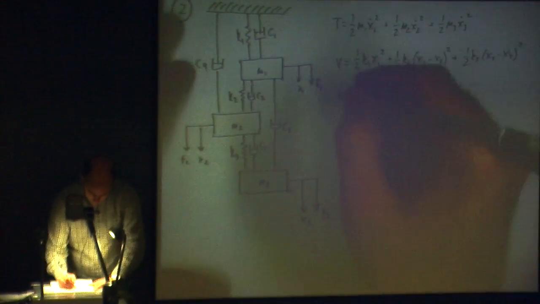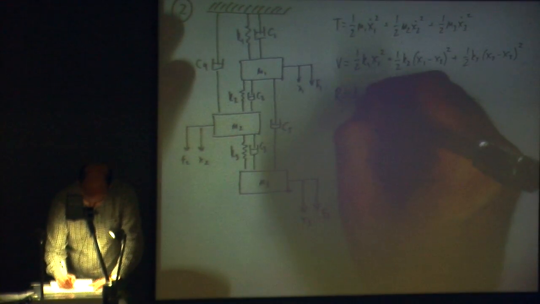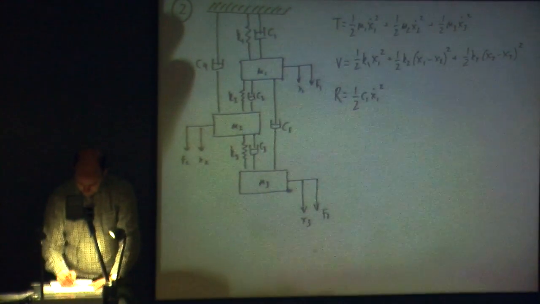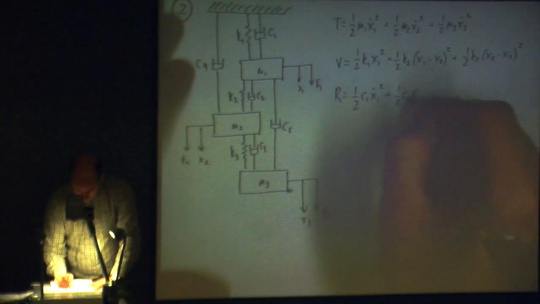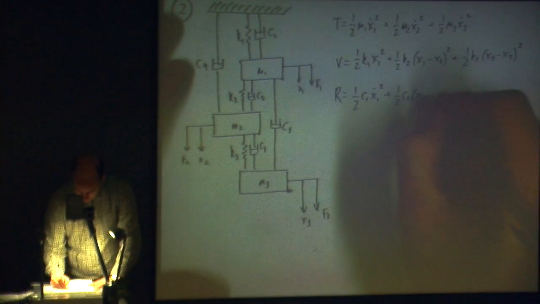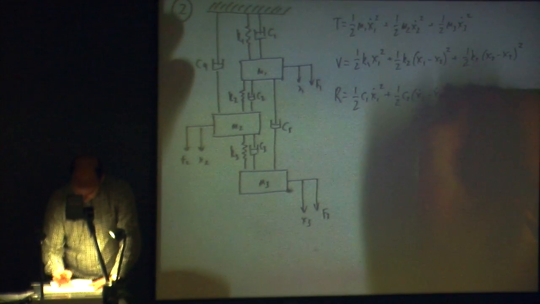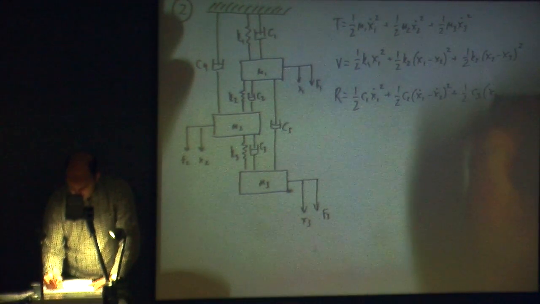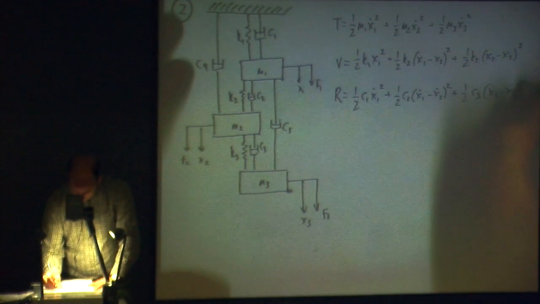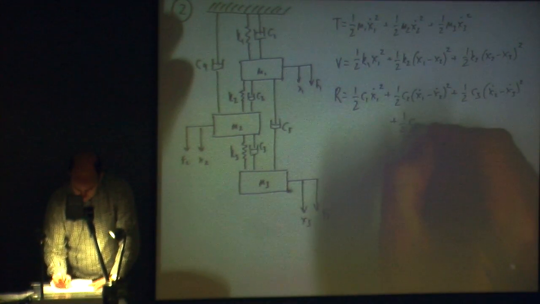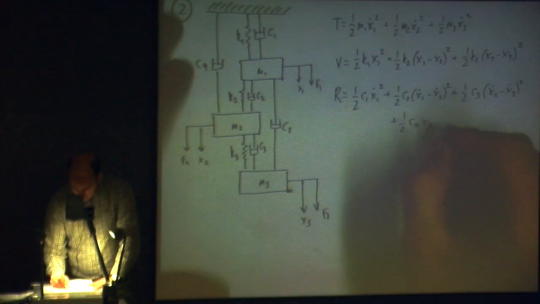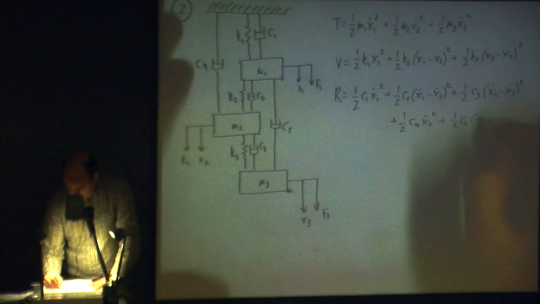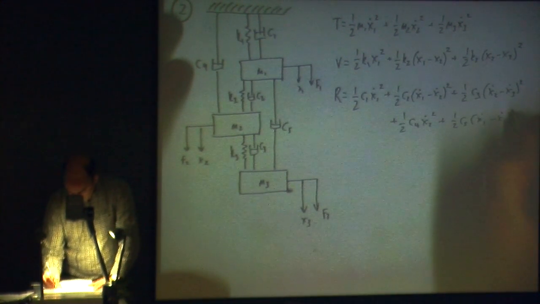Okay, and R, which is our damping, becomes quite complicated indeed, because we've got lots of dampers. C1 is only related to the velocity of x1, so it's x1 dot squared. 1/2 C2, relative velocity of mass 1 and mass 2, so it's going to be x1 dot minus x2 dot squared. C3, it's going to be x2 dot minus x3 dot squared, plus 1/2 C4, well that's only related to x2 dot, plus 1/2 C5, that's related to x1 and x3, so x1 dot minus x3 dot squared.